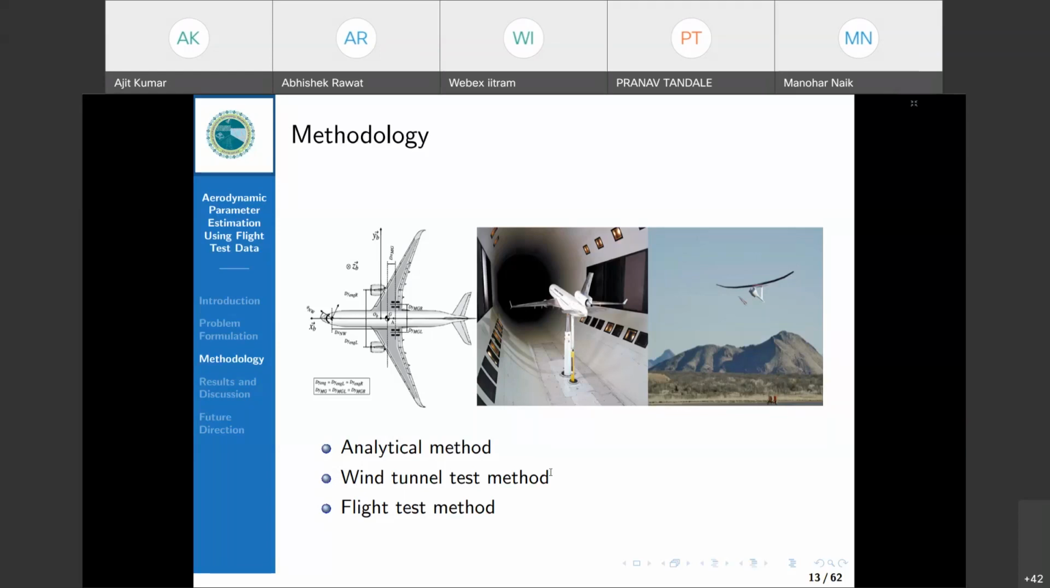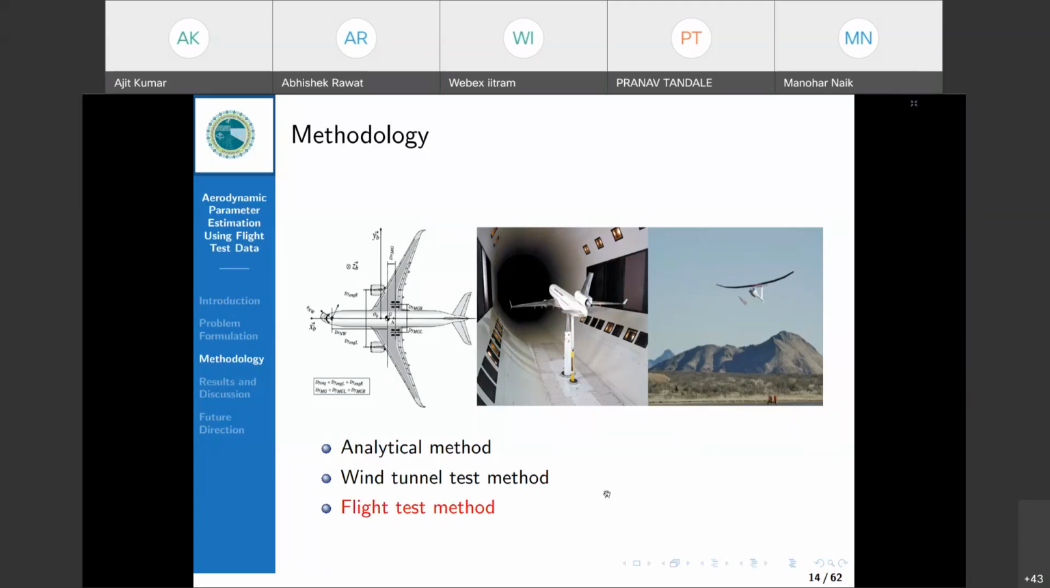So we have this third choice of the flight test data method, because we are dealing with reality: whatever input we provide to the system or aircraft, we also collect the response to these inputs. So this is the preferred method, and in this presentation we will focus our attention on flight test methods.